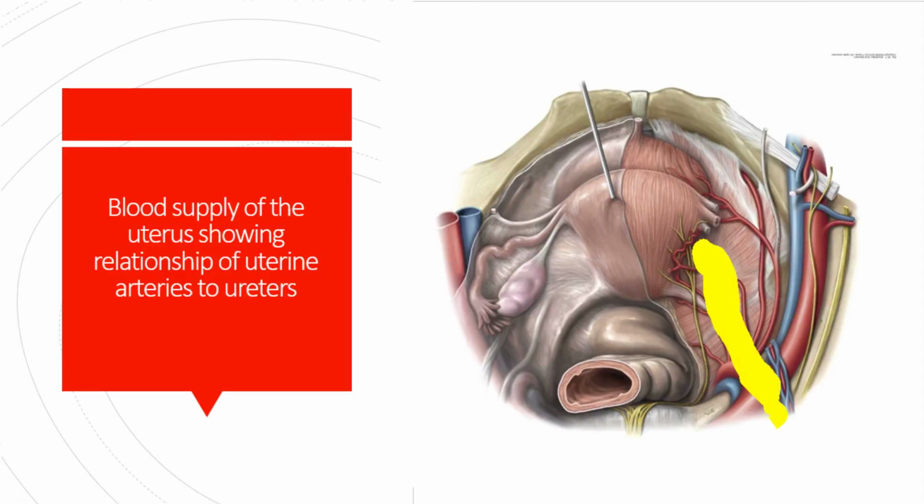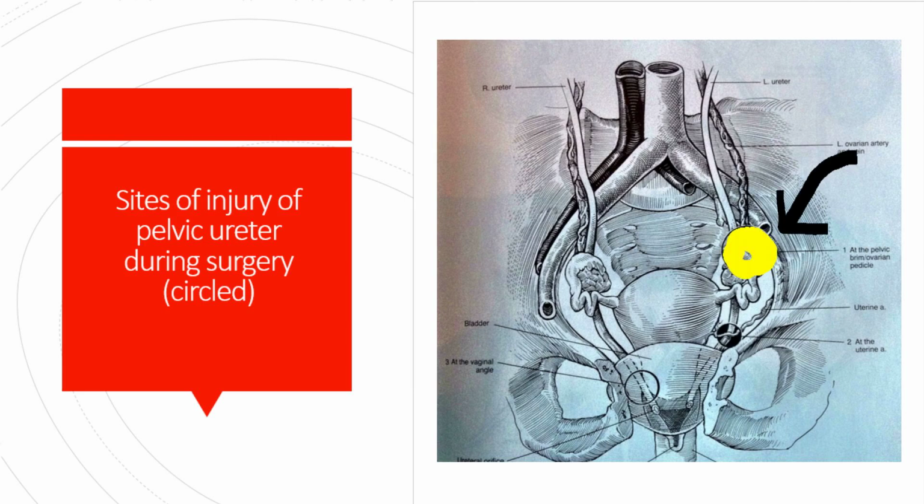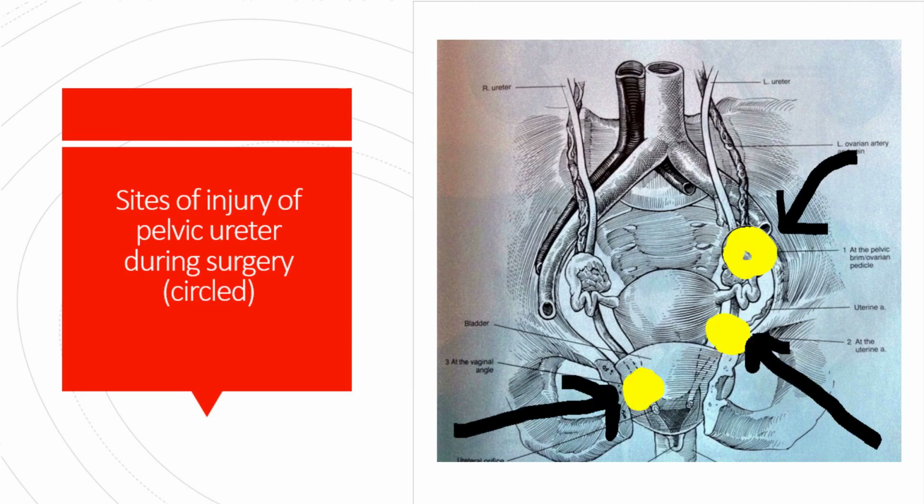In this image, note the relationship of the ureter, highlighted in yellow, located beneath the uterine arteries. Attempts to control arterial bleeding without precise visualization can harm the ureter. Be aware of the potential harm to the ureter during cesarean section.